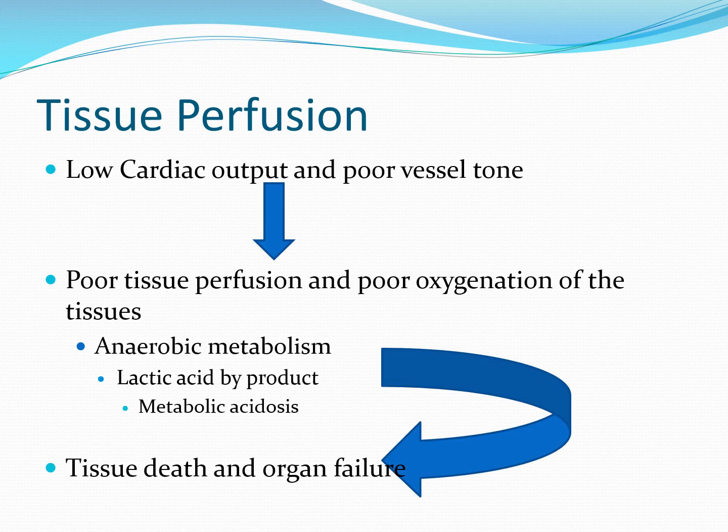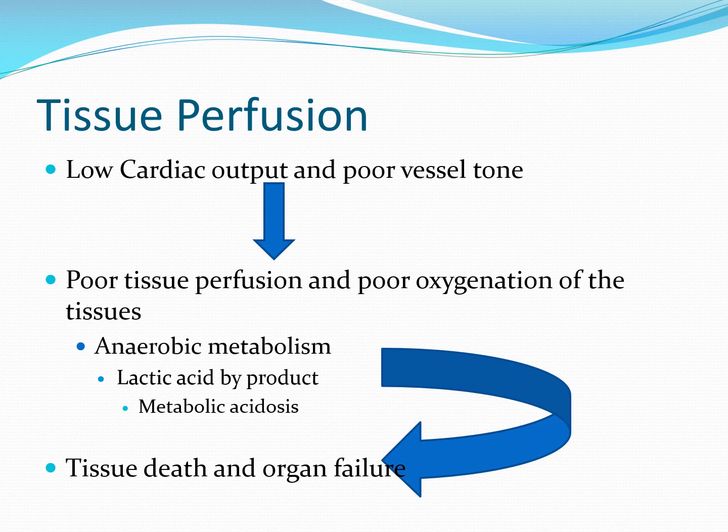Tissue perfusion: if I have low cardiac output and I have poor vessel tone, eventually my oxygenated blood is not going to reach my tissues, and I'm going to start to have poor tissue perfusion and poor oxygenation of those tissues. And for the most part, my body can function with a little less perfusion, a little less oxygenation. It compensates, it tries to do the job. And what it will do is switch from an aerobic metabolism to an anaerobic metabolism. That just means essentially a metabolism without oxygen.